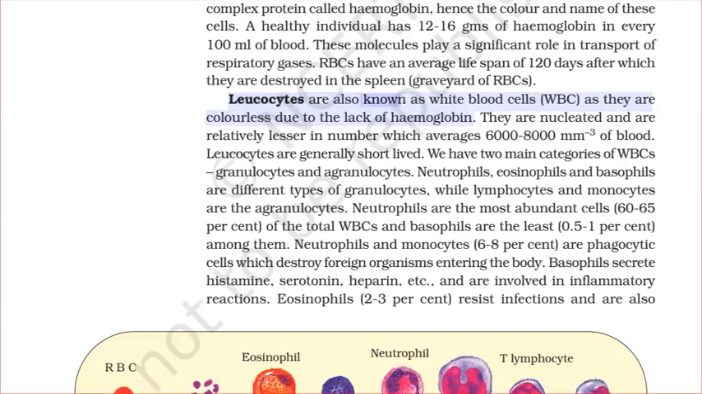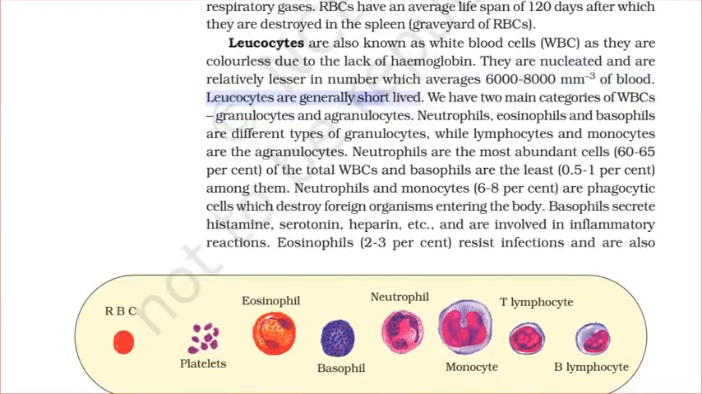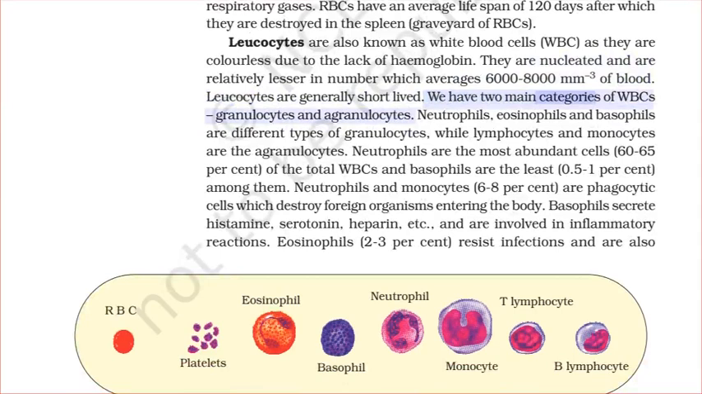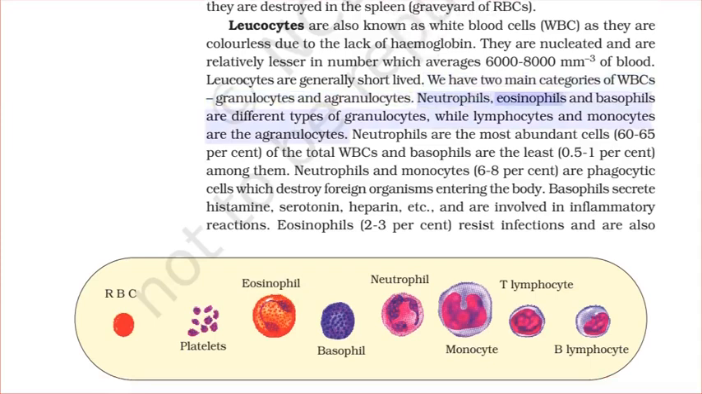Leukocytes are also known as white blood cells, WBC, as they are colorless due to the lack of hemoglobin. They are nucleated and are relatively lesser in number, which averages 6,000 to 8,000 per millimeter cube of blood. Leukocytes are generally short-lived. We have two main categories of WBC as granulocytes and agranulocytes. Neutrophils, eosinophils, and basophils are different types of granulocytes, while lymphocytes and monocytes are the agranulocytes.